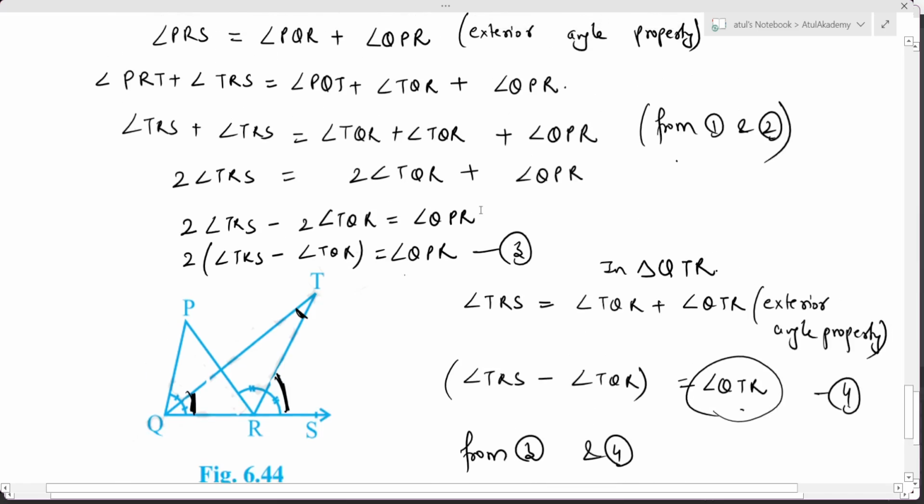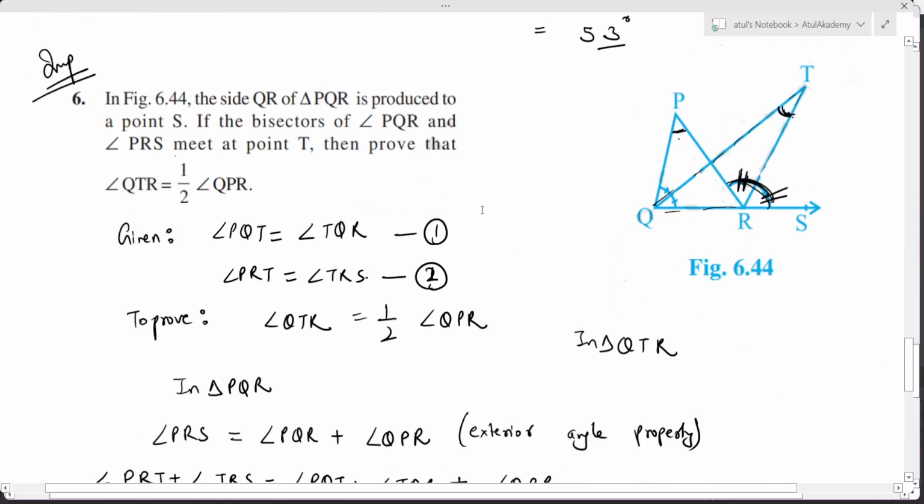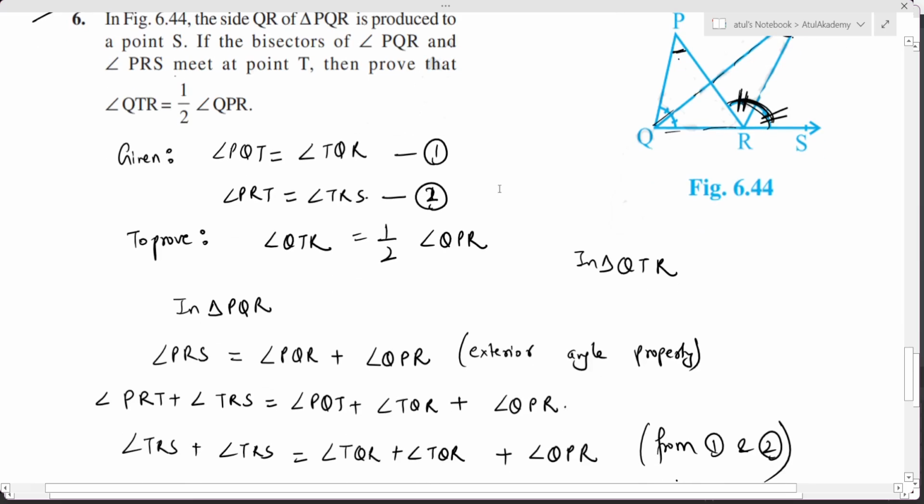I'll just brief up how I did it again. I only used exterior angle property over here as the bisectors were given. QT was the bisector of PQR. So I said that PQT equals to half of PQR. Then RT was the bisector of angle PRS. So I said that PRT equals to half of TRS. Then I used triangle PQR and I said that angle PRS is equals to PQR plus QPR, exterior angle property, sum of these.